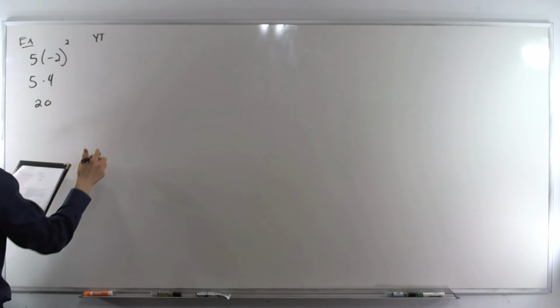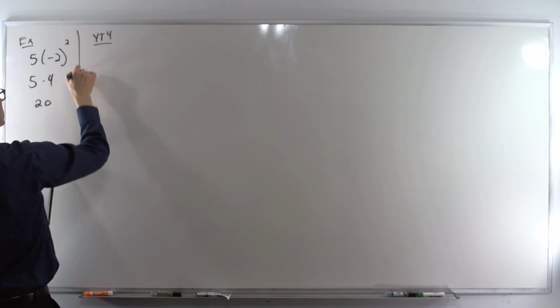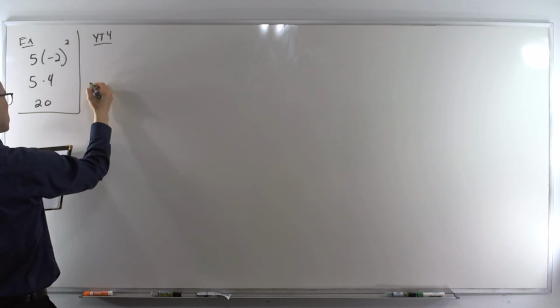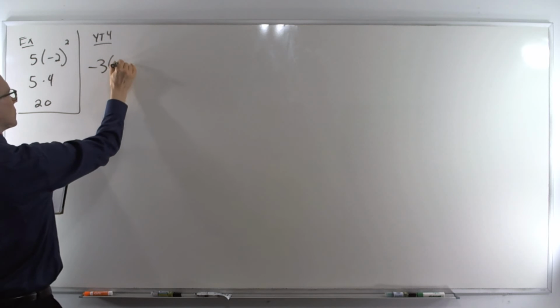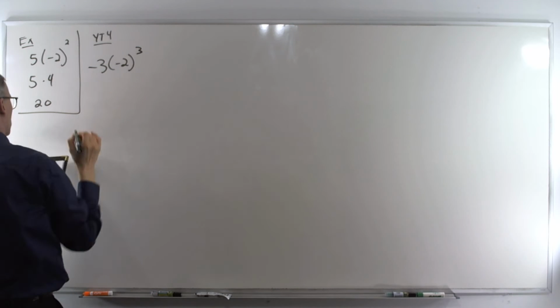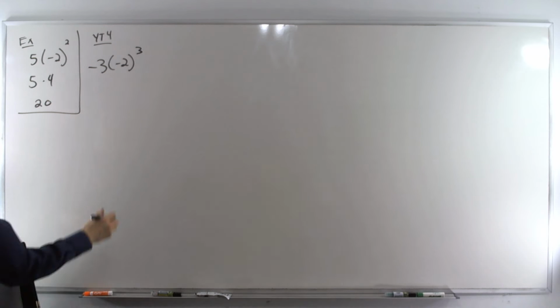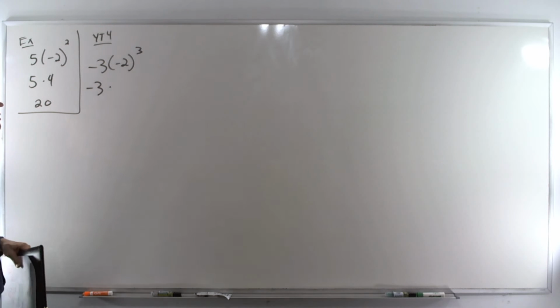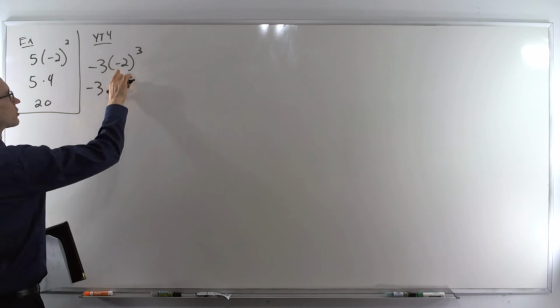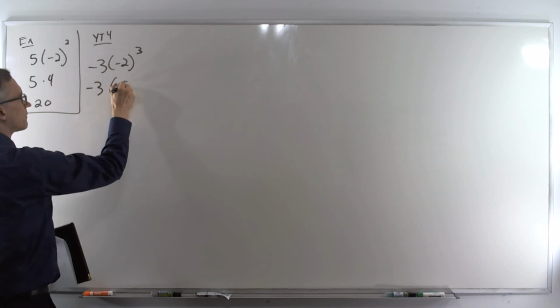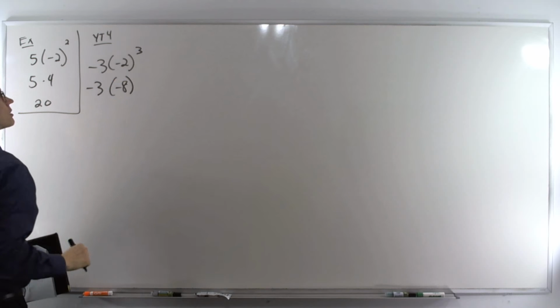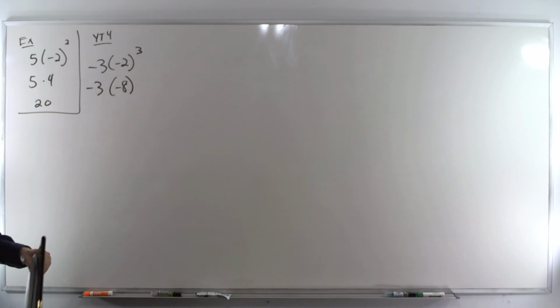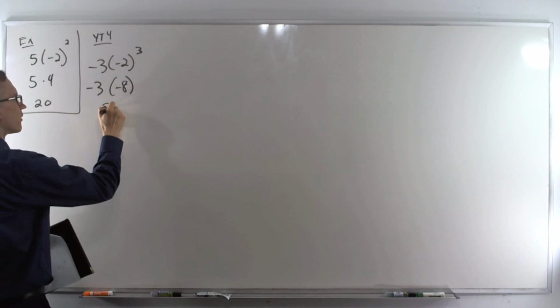Your turn number 4. All right, so now we're going to do -2 to the 3rd power. That gives us -8. So the next step is -3 times -8. Negatives cancel. We get 24.